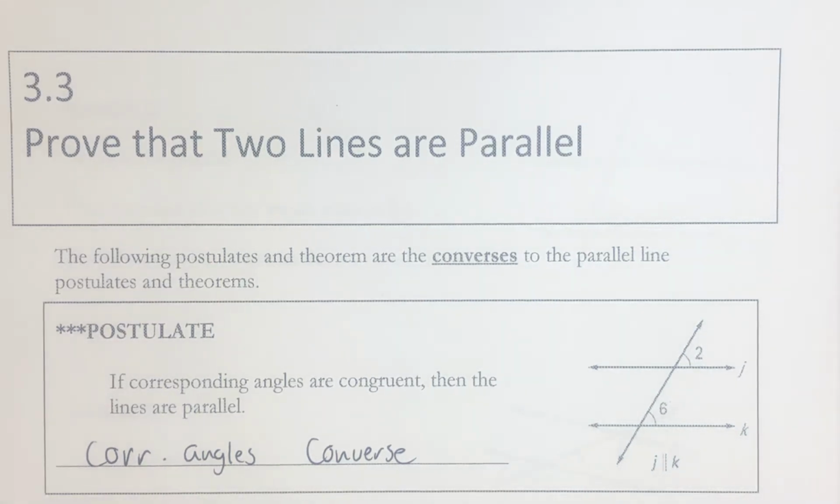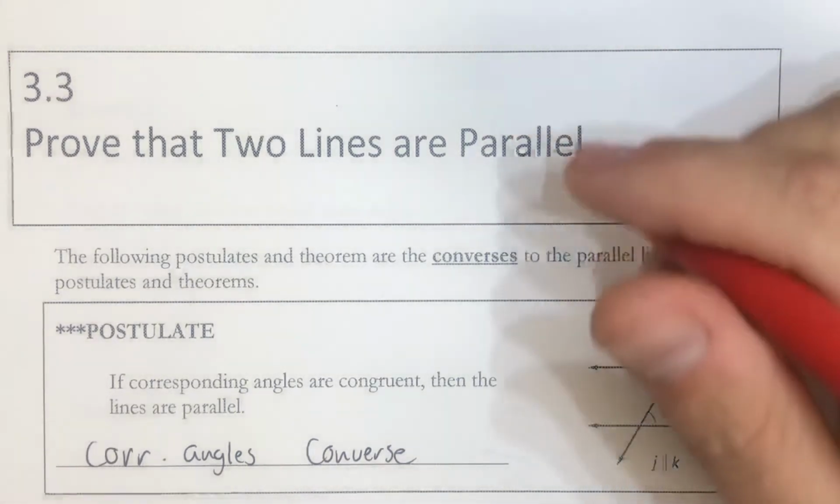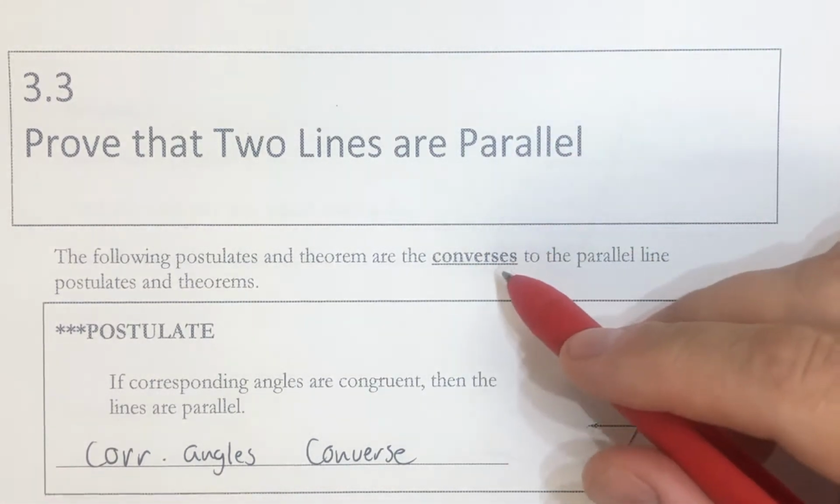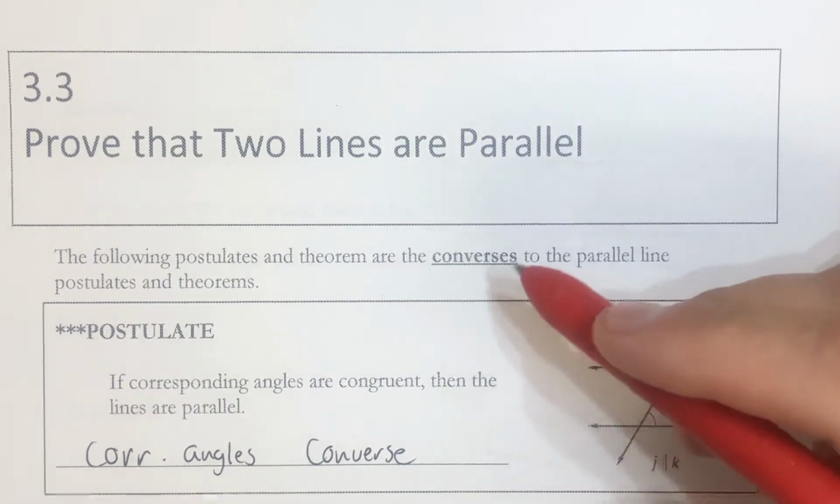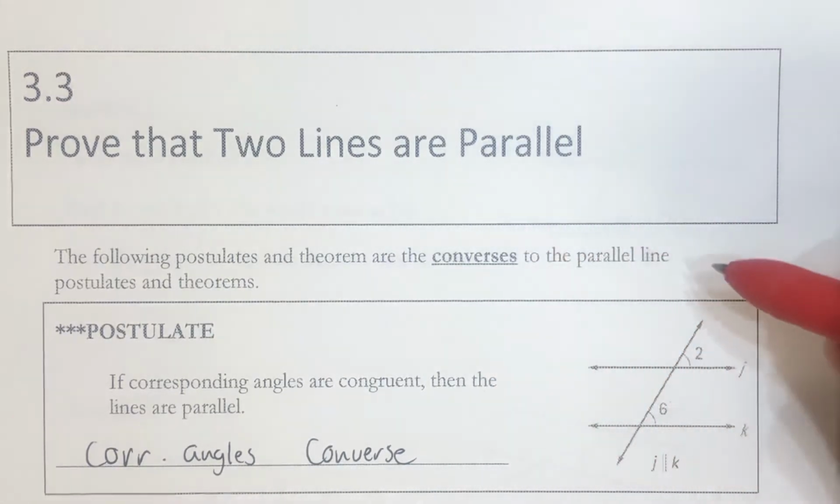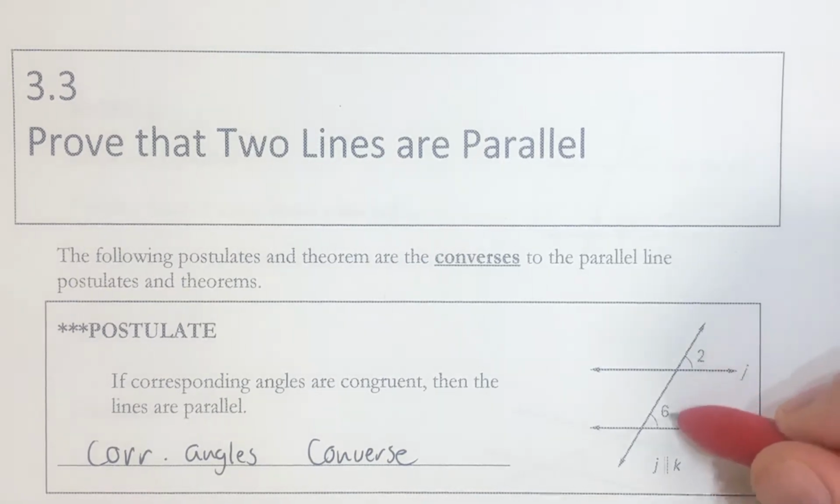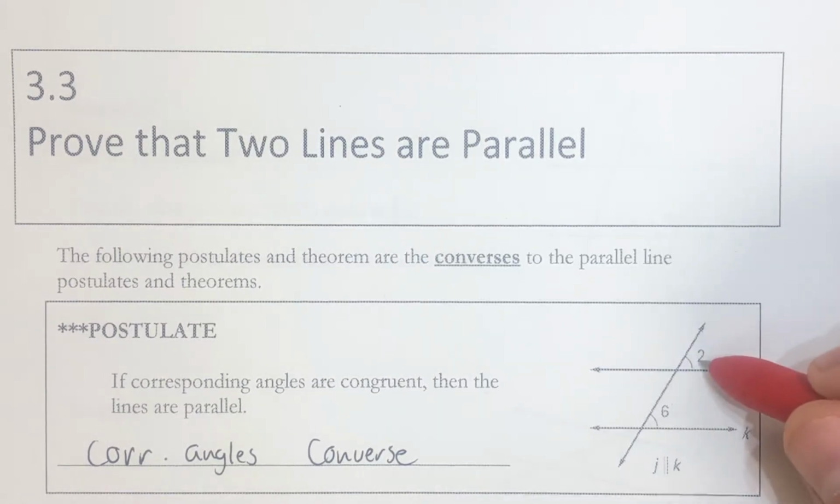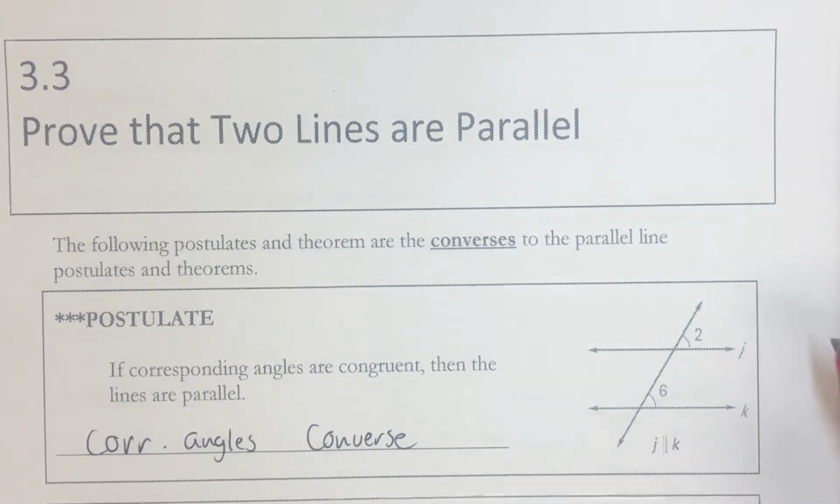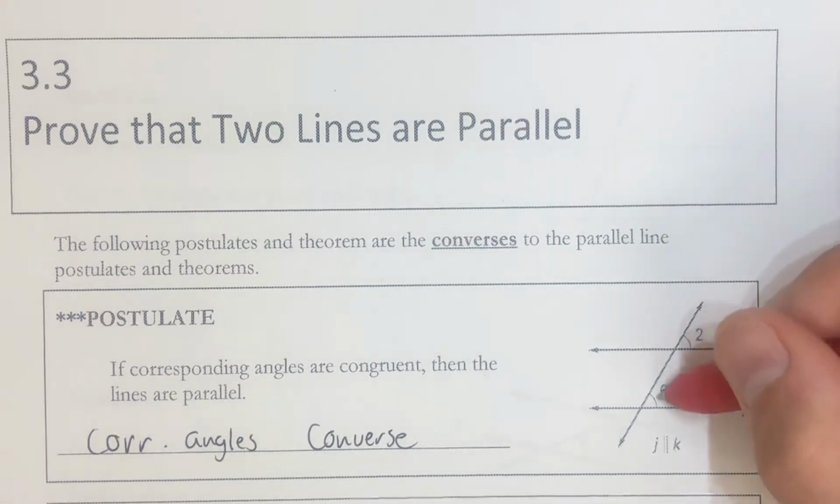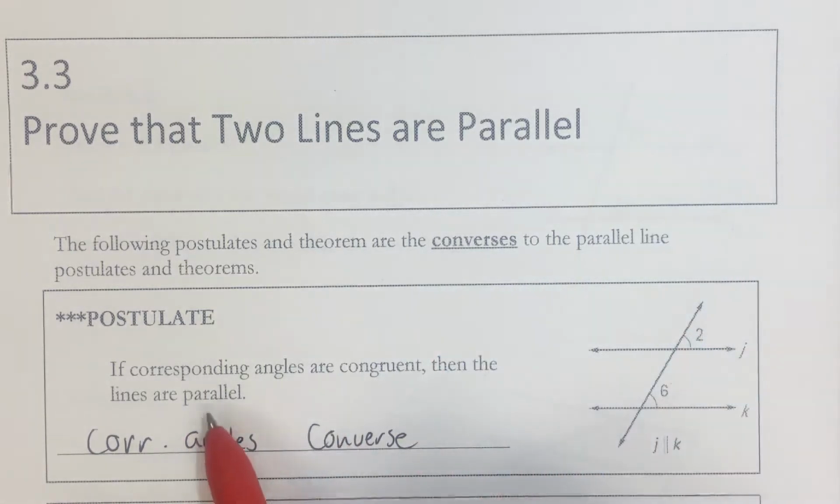Fairly short lesson today. This one is very similar to what we just did in 3.2. What we're going to look at, though, is the converses of the postulates and theorems that we just went over in 3.2. So in 3.2, we talked about if the lines are parallel, corresponding angles are congruent. So in the opposite manner, if we see corresponding angles that are congruent, then the lines are parallel.